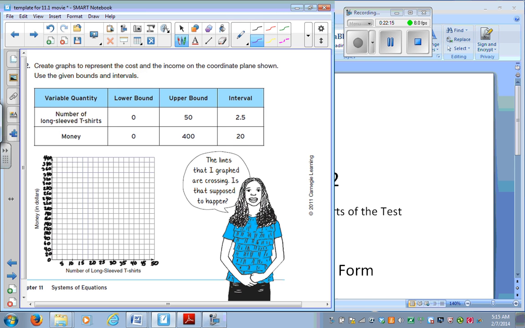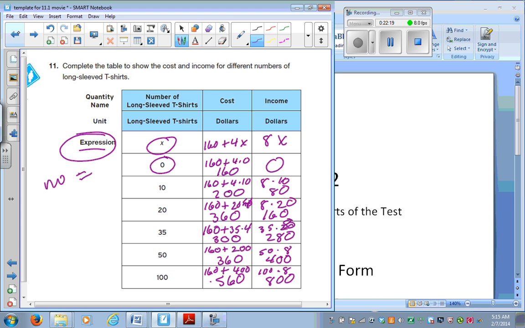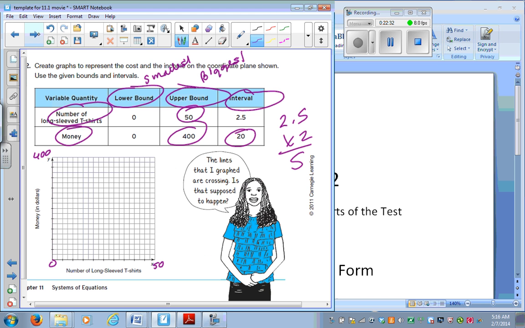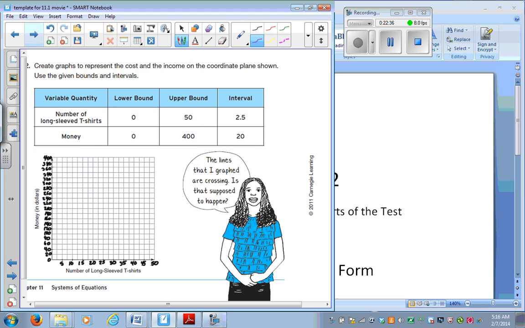So now we're going to create a graph to represent the cost and the income. And that was kind of the point of making this table back here in your first example. So for your number of t-shirts, let's do the cost first. If you sell no t-shirts, it's going to cost you $160. I'm going to put my cost in this purple color right here. It says create graphs, which means there's going to be more than one graph on this same axis. I'm going to start with the cost.